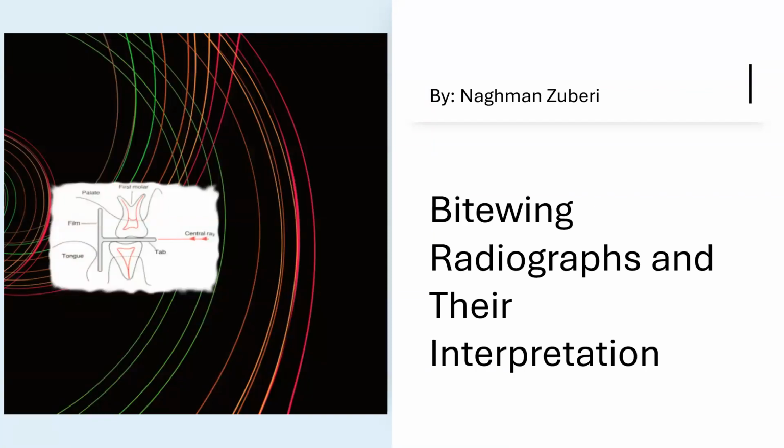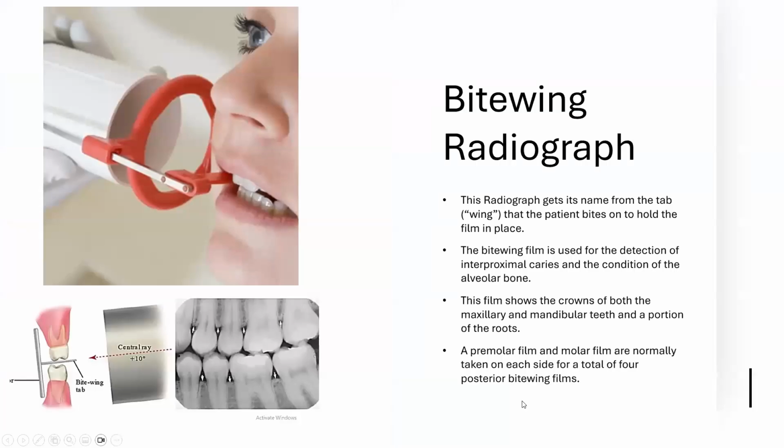Hello guys, in this lecture we will be discussing bitewing radiographs and their interpretation. Why do we call it a bitewing radiograph? This radiograph gets its name from the tab or the wings that the patient bites on to hold the film in place, if we are talking about the classical method of taking the X-ray.